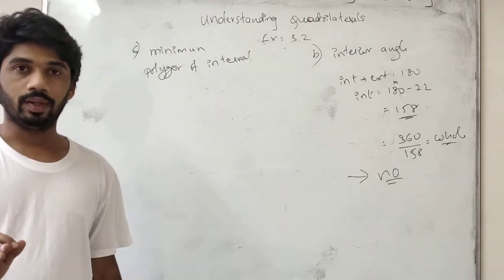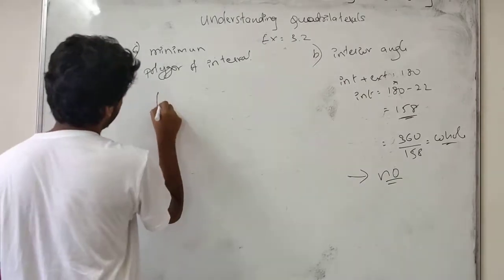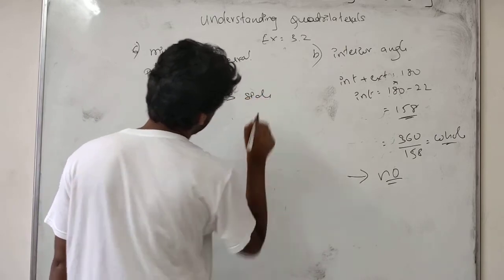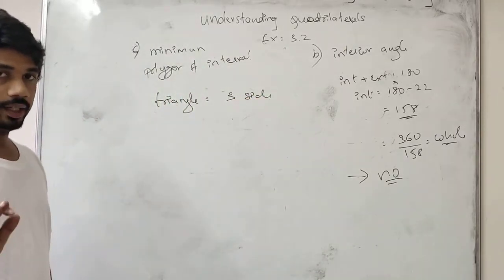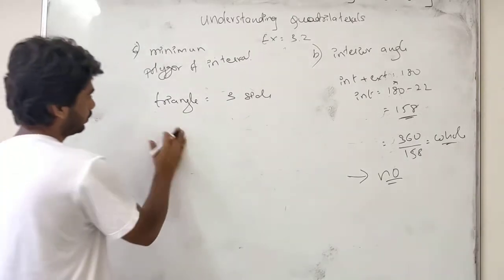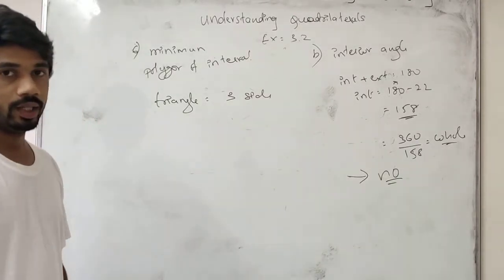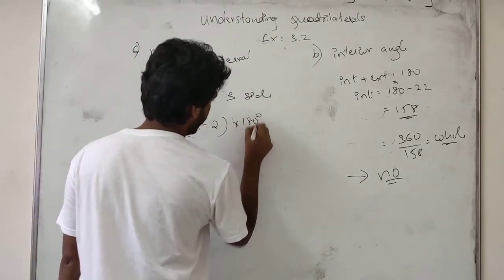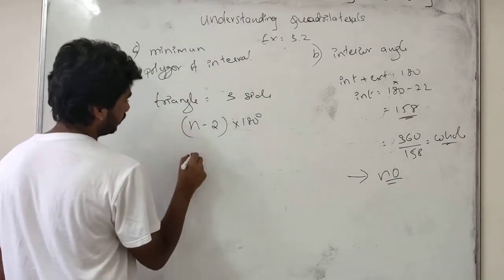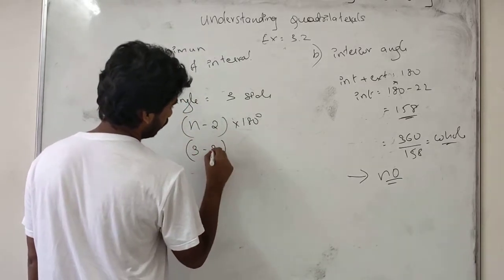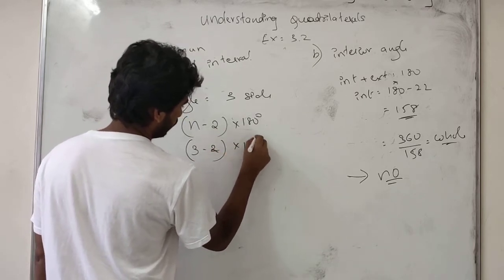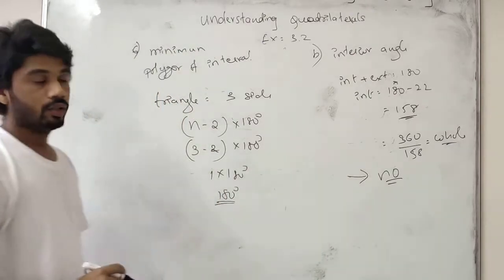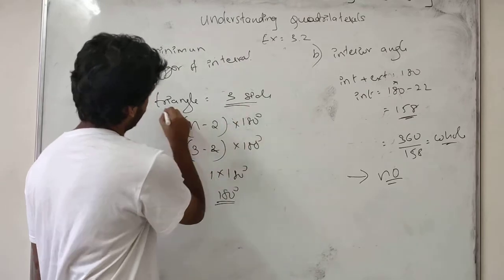So students, in this one, the minimum is a triangle. We can take it as a triangle. Why? Because a triangle has three sides. The internal angle sum formula is (n minus 2) into 180 degrees. Here n is 3, so 3 minus 2 is 1, and 1 into 180 degrees is 180 degrees. So the minimum we can take is 3 sides, so we take the triangle.